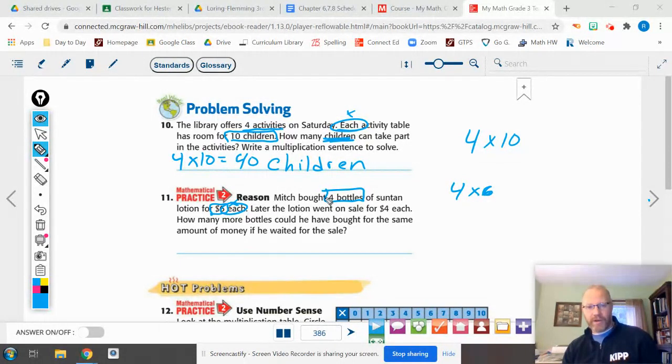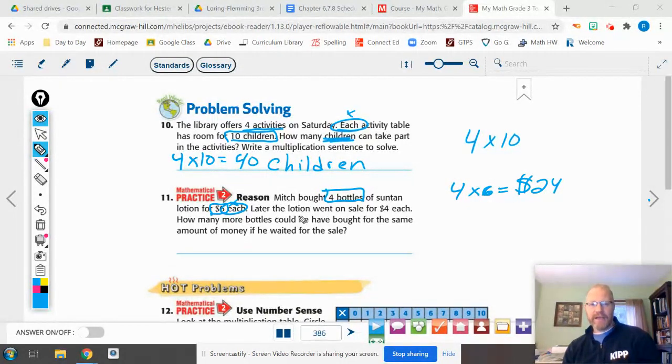4 bottles he bought for $6 each. How much money did he spend? Well, 4 times 6. 4, 8, 12, 16, 20, 24. So he spent $24 on 4 bottles of lotion. You guys see it? 4 bottles, $6 each, is $24. That's how much he spent.